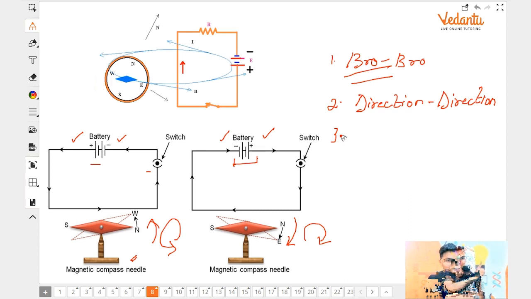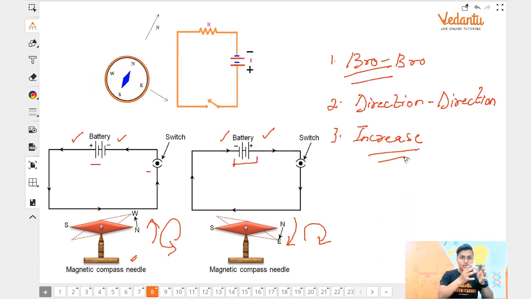If I change the value of current, the magnetic field changes. If you increase the current value, the magnetic field increases. If you decrease the current value, the magnetic field decreases. So these three major conclusions were given by Mr. Oersted.